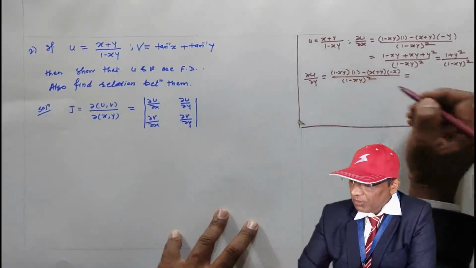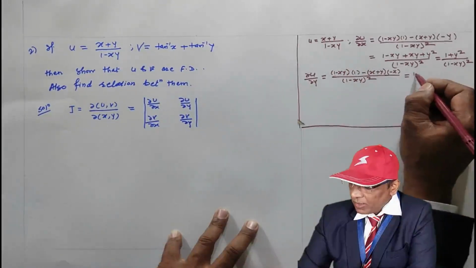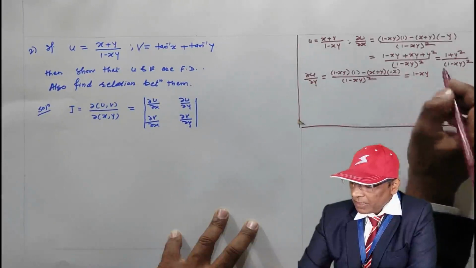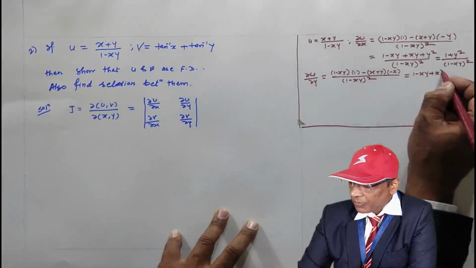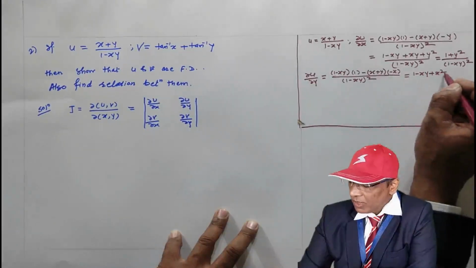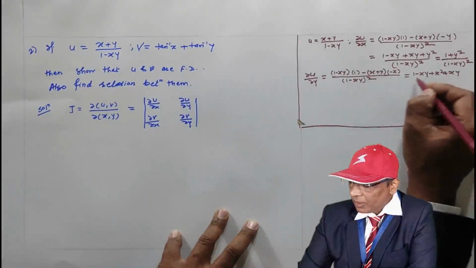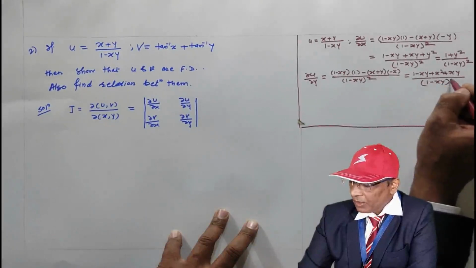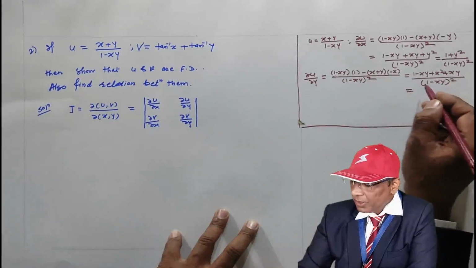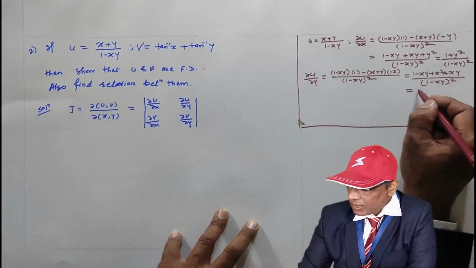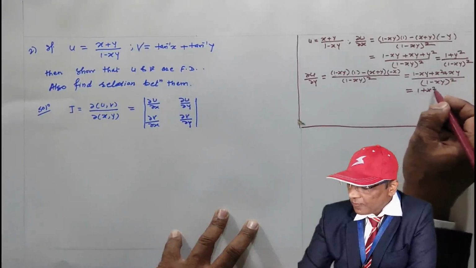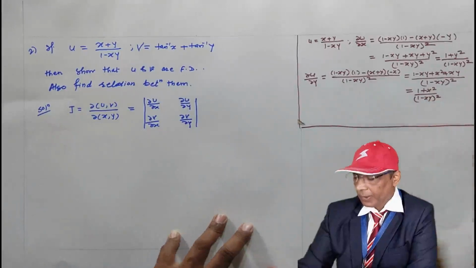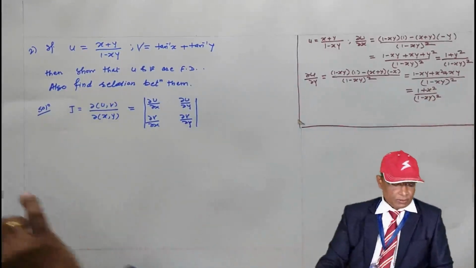Now again I am going to simplify it. See, 1 minus xy as it is, minus minus plus, x into x square and x plus xy, this divided by (1 minus xy) square, and this comes to be xy minus xy gets cancelled, 1 plus x square by (1 minus xy) whole square. Is it? This is del u by del y.